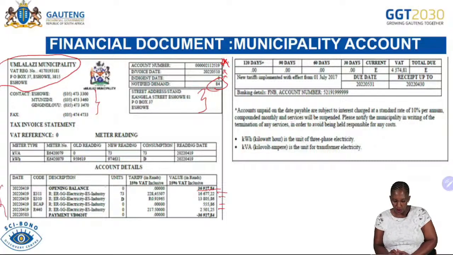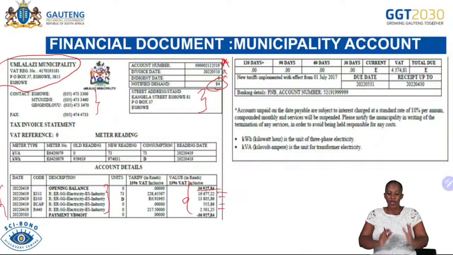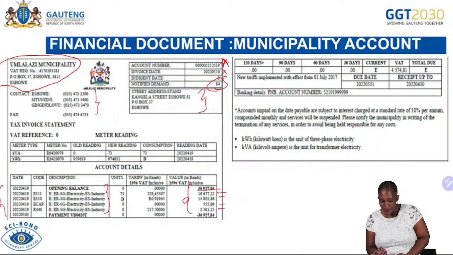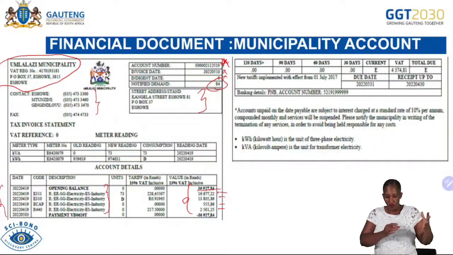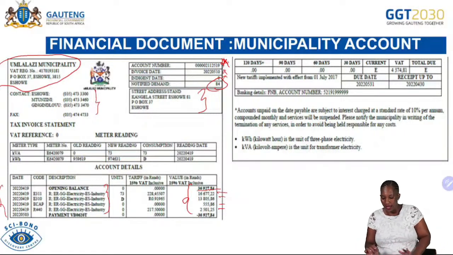This side, it shows the description for these amounts charged here. So that means your utility bill will show the description of what they have charged you for, how much they charged you, and including VAT, how much it is. And then they show you that you can pay this amount over a period of 120 days, 90 days, 60 days, up until the monthly period.